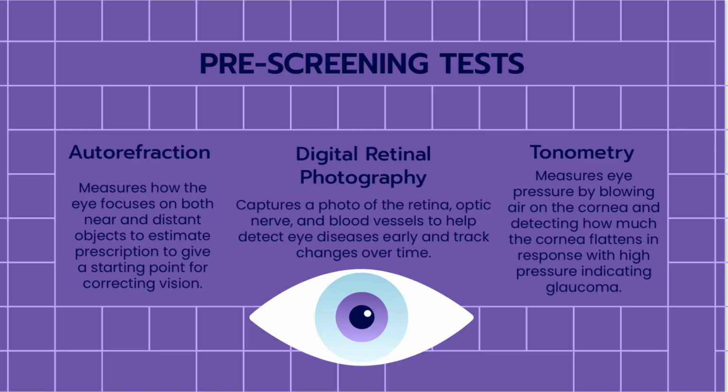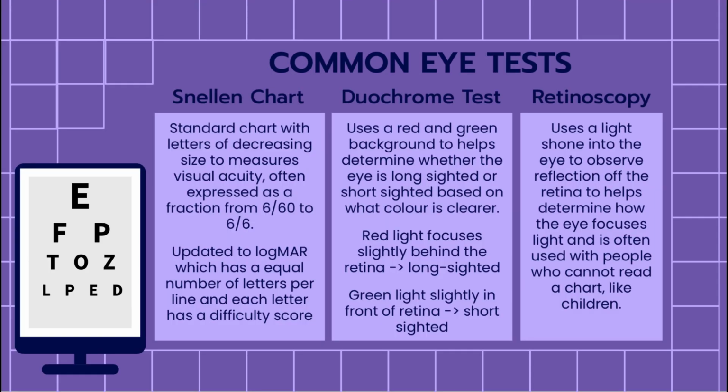And tonometry is where they measure eye pressure by blowing air on the cornea and detecting how much the cornea flattens in response, with a high intraocular pressure indicating glaucoma. And then we have three common eye tests: Snellen chart, duochrome test, and retinoscopy.